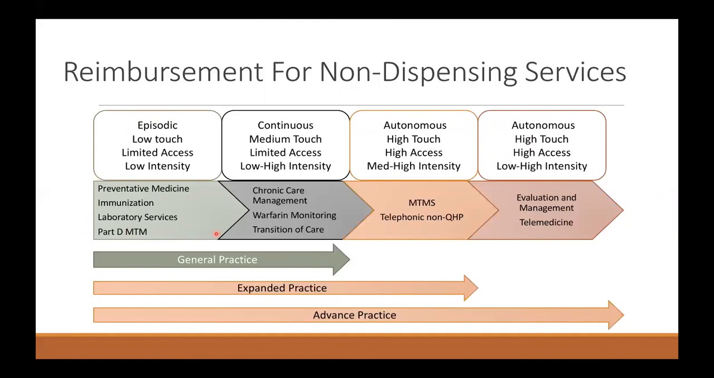Continuous, medium touch, or limited or high intensity services are going to be your chronic care management, your warfarin monitoring, and even your transitions of care to some degree. But again, they're low access, high intensity. So you might not have a consistent supply of these throughout the year, other than chronic care management, with that exception I'll make, right, Zach? Those can be billed monthly. Then you have your more autonomous, high touch, high access, high intensity services. Some of your MTMs or telephonic codes or telemedicine codes is really what that's supposed to represent there.